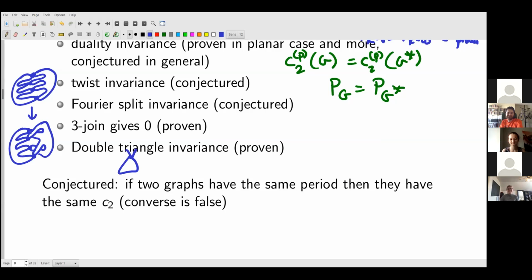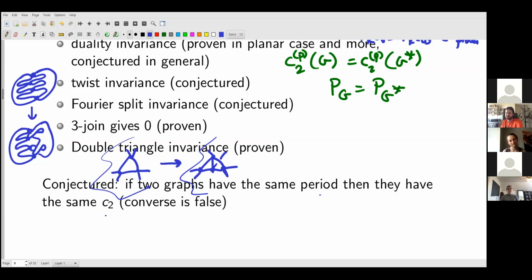Double triangle is this operation, where you take a triangle and now you split it. So now it's 2 triangles. Like that. So that's a C2 invariant. If that occurs somewhere inside your graph, here and here, then the C2s are equal. Okay, and it's conjectured that if 2 graphs have the same period, then they have the same C2. The converse is definitely false.